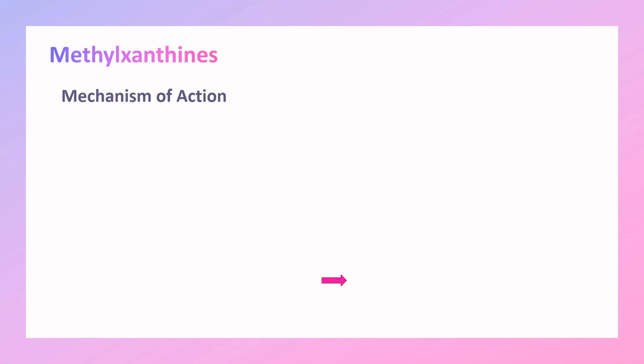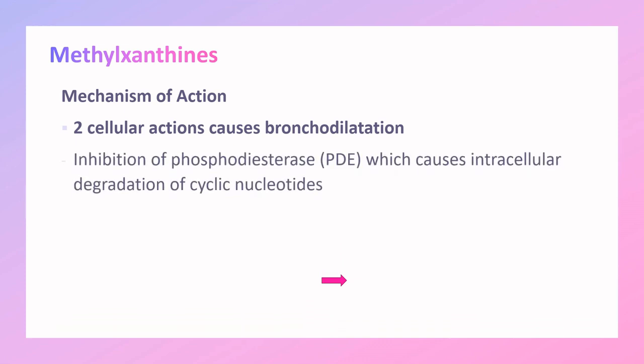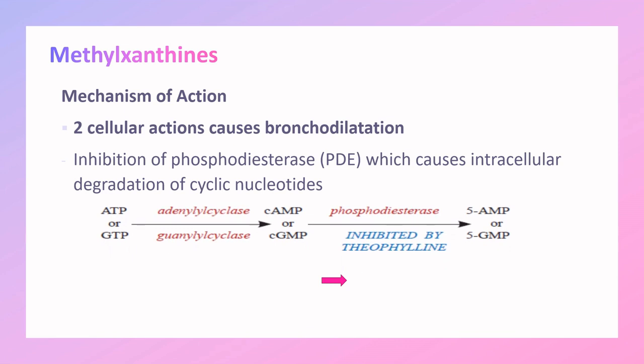So let us now have a discussion on the methylxanthines. Let us see how the methylxanthines act. There are two cellular actions which cause bronchodilation. The first one is the inhibition of phosphodiesterase, which causes the intracellular degradation of cyclic nucleotides. See students, what happens? ATP or GTP, in the presence of adenylyl cyclase or guanylyl cyclase, is converted into either cyclic AMP or cyclic GMP. This cyclic AMP or cyclic GMP is degraded by the enzyme phosphodiesterase into 5'-AMP or 5'-GMP. This phosphodiesterase enzyme is inhibited by theophylline. Since this enzyme is inhibited, the level of cyclic AMP is going to increase, and this will ultimately lead to bronchodilation.